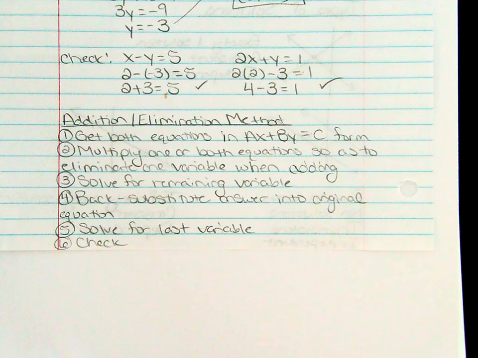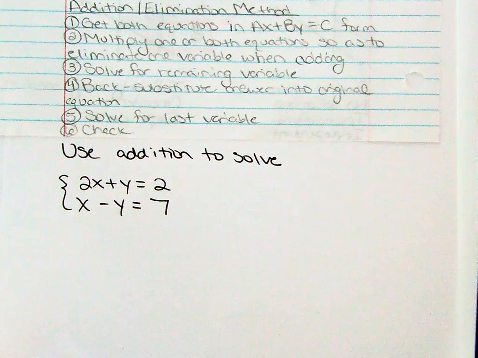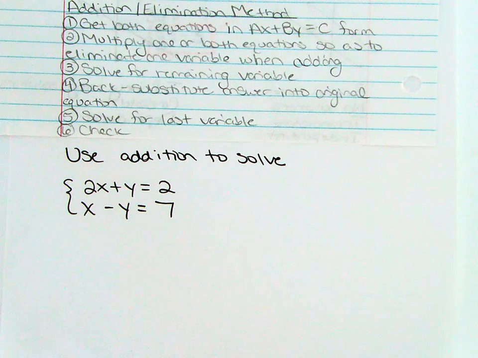Let's see how this looks. I'll try and keep the instructions up there. So use the addition or the elimination method to solve this system of equations. 2x plus y equals 2 and x minus y equals 7.